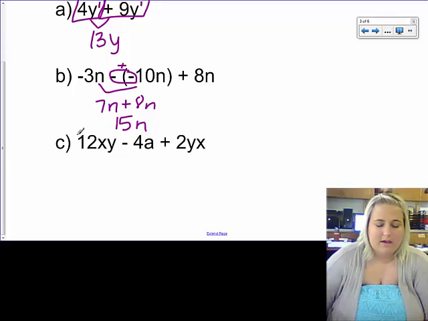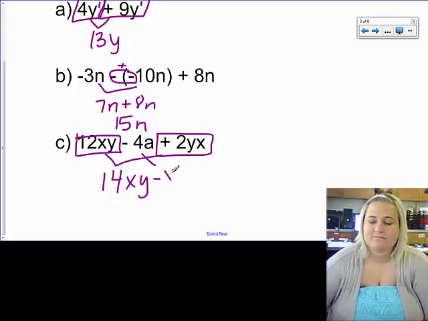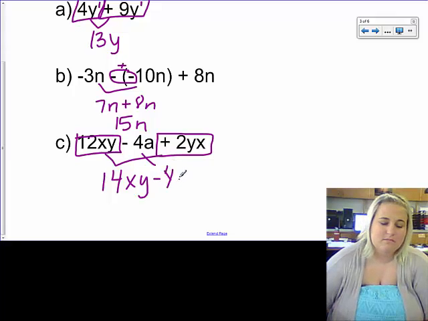So I would take 12xy plus 2yx. So then I have 12 plus 2, which is going to give me 14xy. And I have to bring down that thing that I didn't use, which is going to give me that negative 4. Okay, final answer.